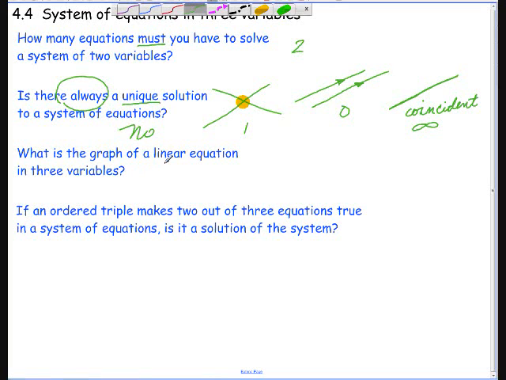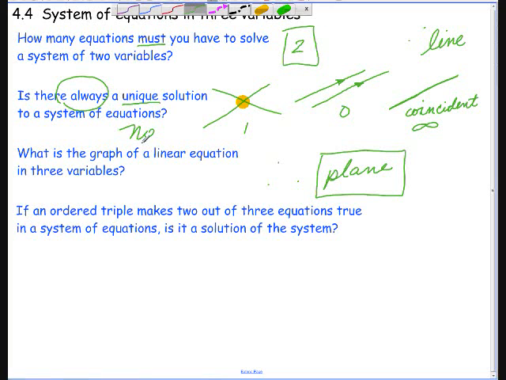What is the graph of a linear equation in three variables? It's a plane. The graph of a linear equation in two variables is a line, and in three variables is a plane.